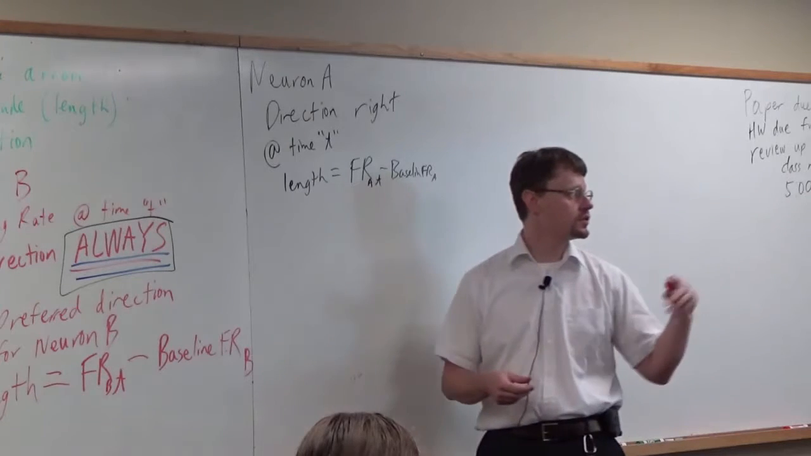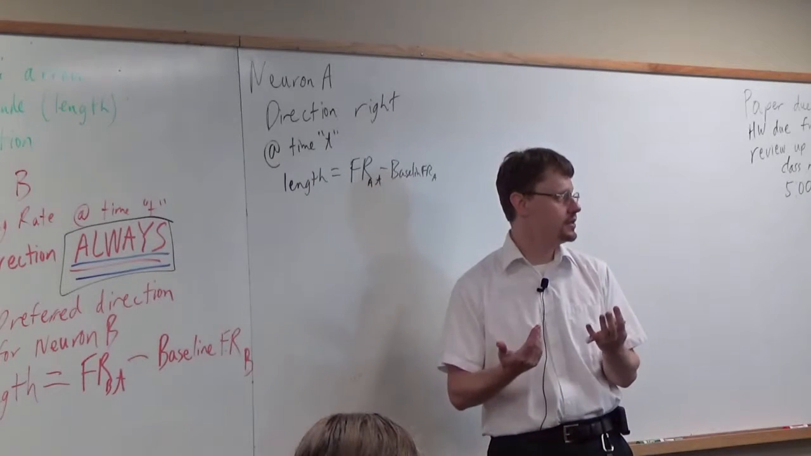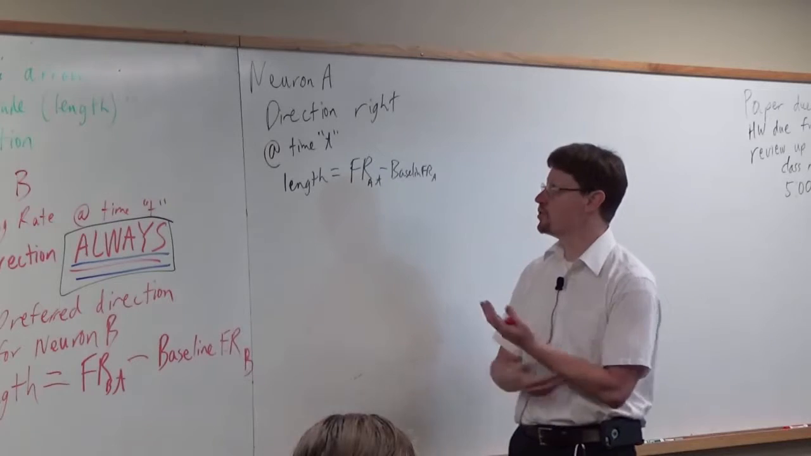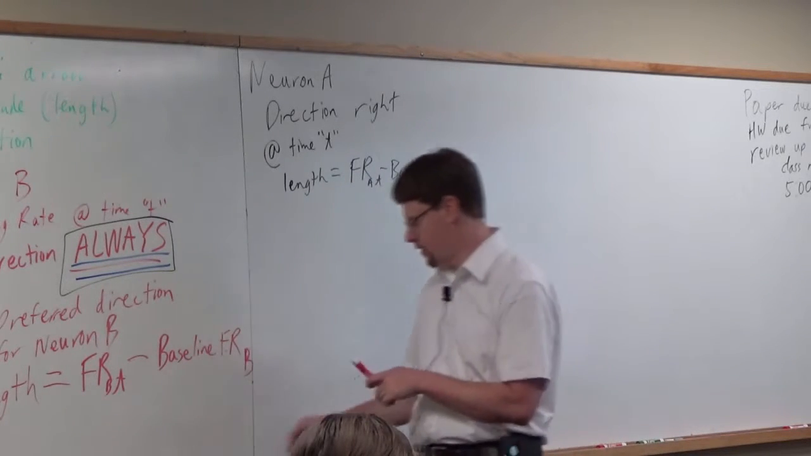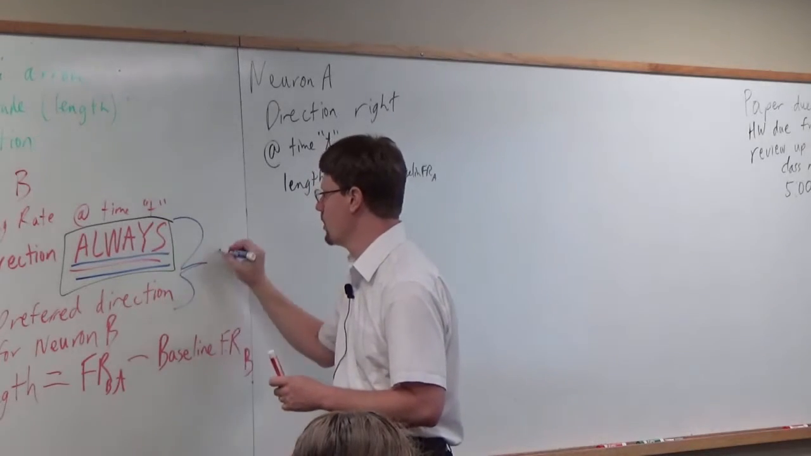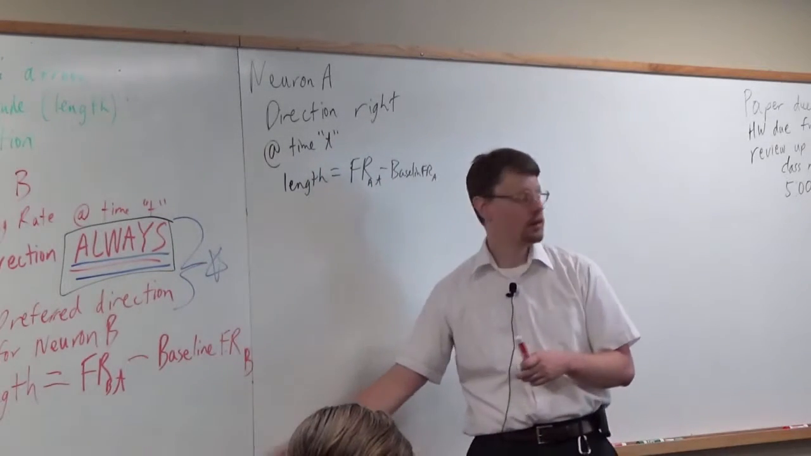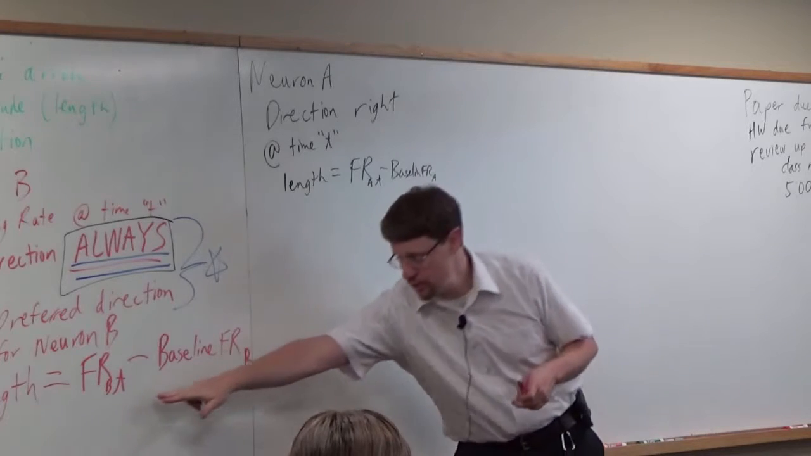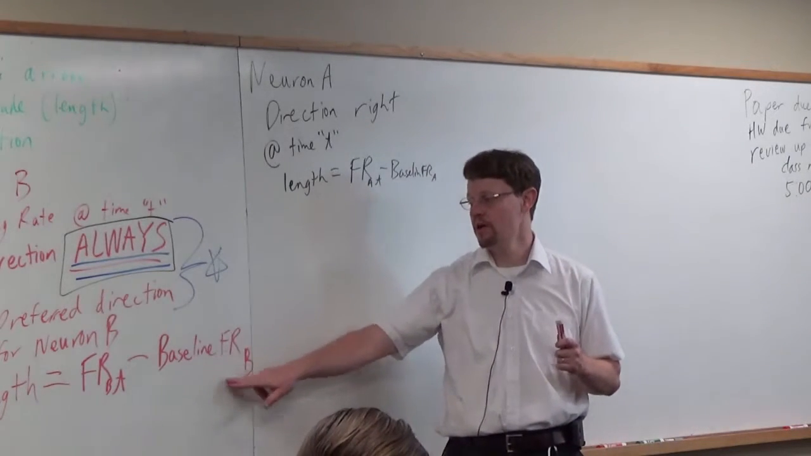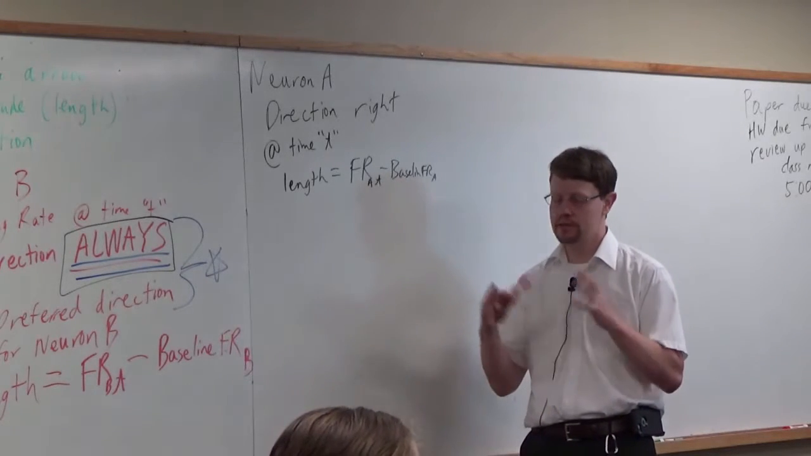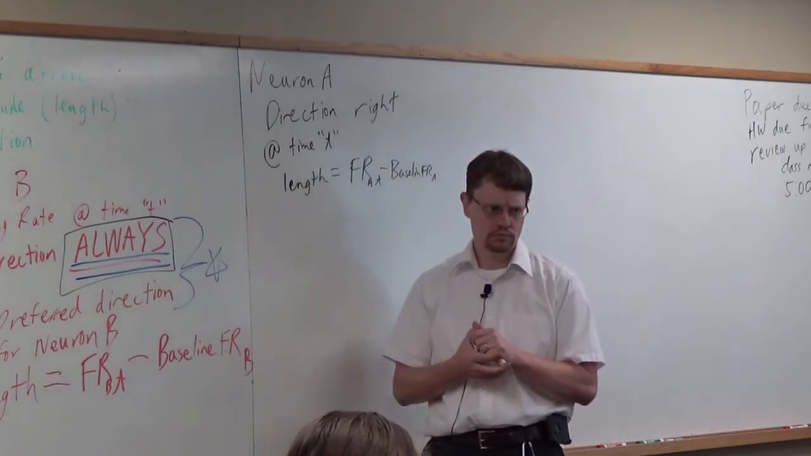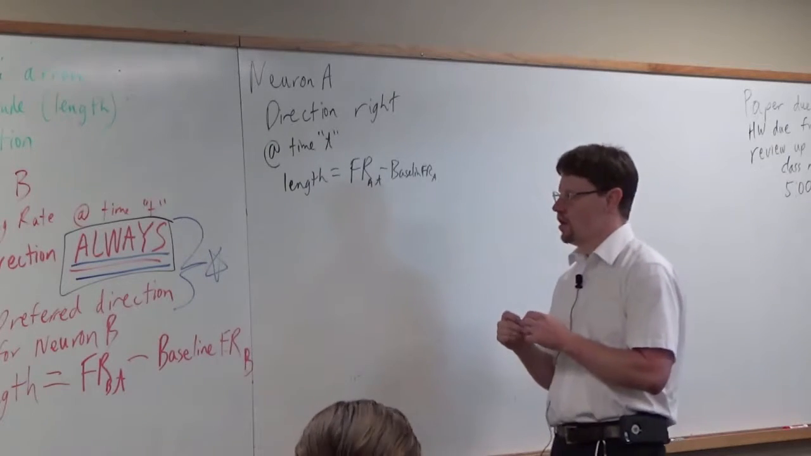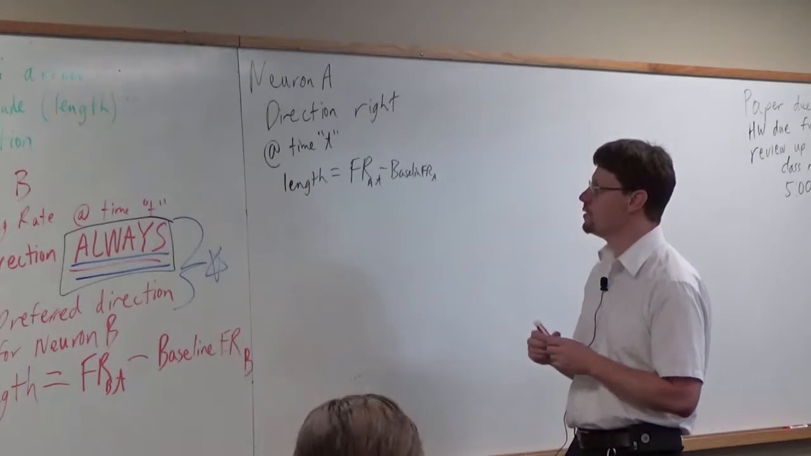And so what's written up there says that a neuron's firing rate at any moment in time can be converted into a vector with a direction and a length. The direction always represents the preferred direction of that neuron. And the length represents an ever-changing number that is the difference between the firing rate for that neuron at a particular point in time minus the firing rate for the neuron when the monkey's not doing anything in particular. Okay, any questions about that? Okay, so let's work through a couple examples.